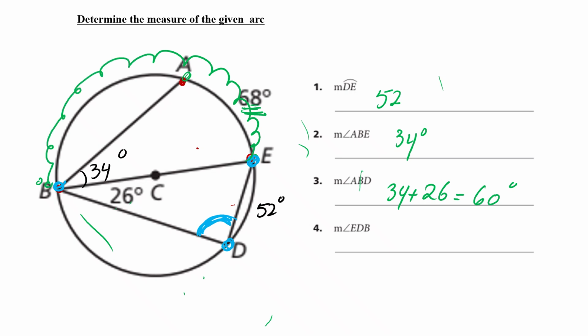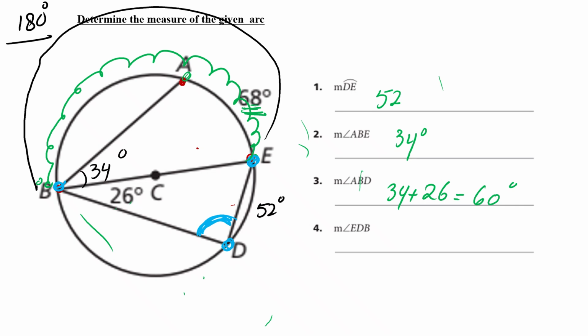Forget about everything else. So this whole arc is opposite to angle EDB. And what is the measurement of this whole arc? It is a semicircle. It means its measurement is 180 degree. And angle EDB is the inscribed angle. So inscribed angle is the half of the opposite arc. So 180 times half or 180 divided by 2 gives you 90 degree. So the measurement of angle EDB is 90 degree.